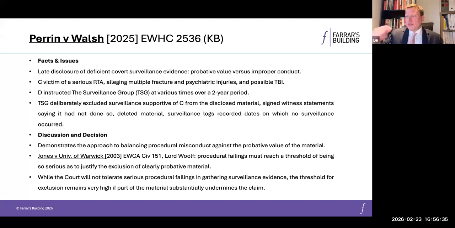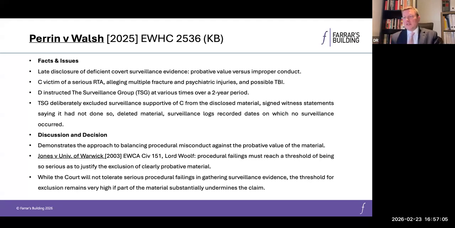If you're not familiar with the particular facts of this case, there's a serious injury, multiple fracture injuries, psychiatric and possible TBI injury being claimed for, and the surveillance agents are contracted to carry out covert surveillance over about a 2-year period of time. By the time the defendant has decided to deploy that evidence, and the court had to determine their application for permission to rely on it.